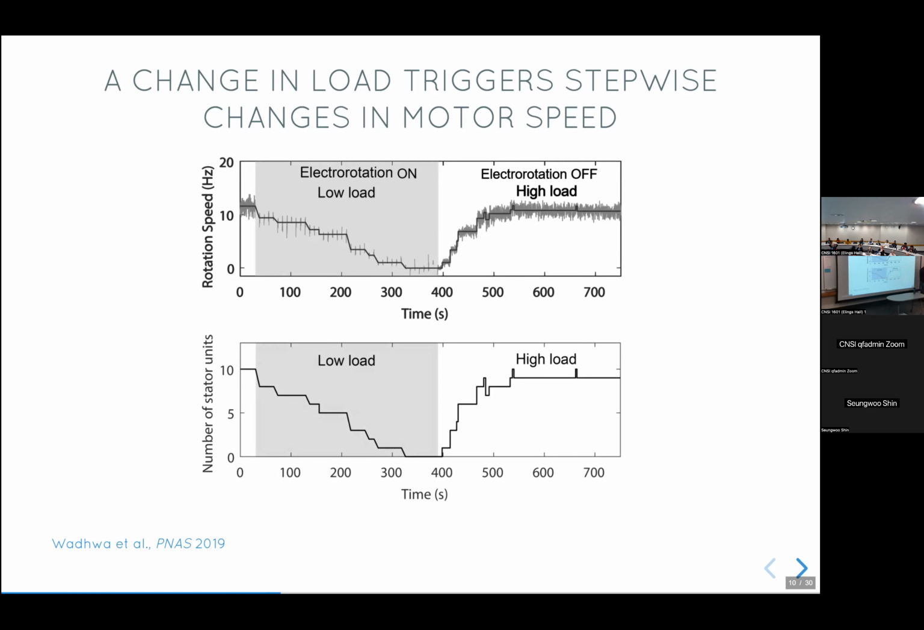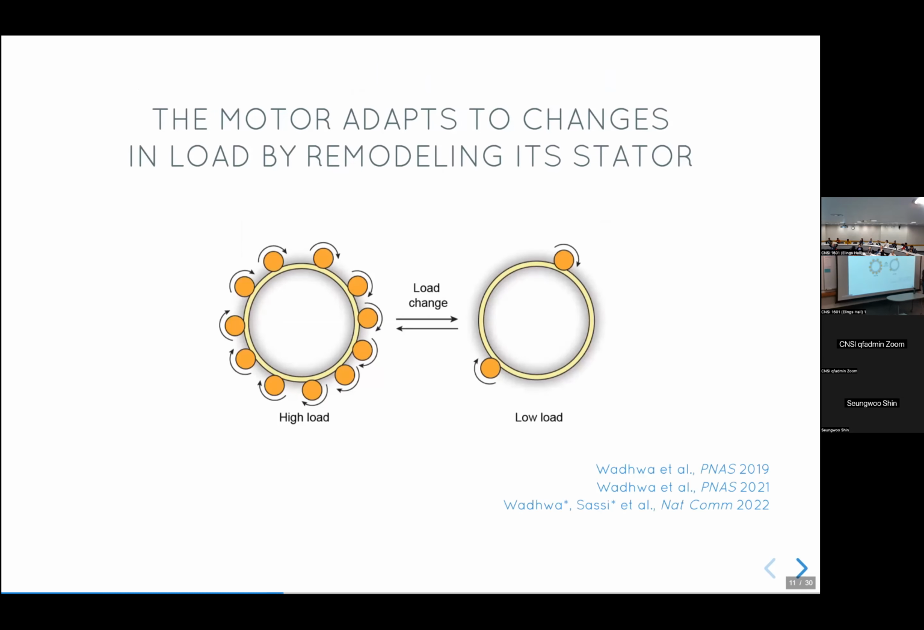So essentially, the message of this first part of my talk is summarized here: the motor adapts to changes in load by remodeling its stator itself. So the stator acts as sort of an automatic gear shift. It's like you're driving, but instead of changing gears, your car is adding or removing pistons, which does actually exist. Some manufacturers do make something like that, in which they can couple and uncouple pistons. So that's sort of the mechanism that we are seeing here.